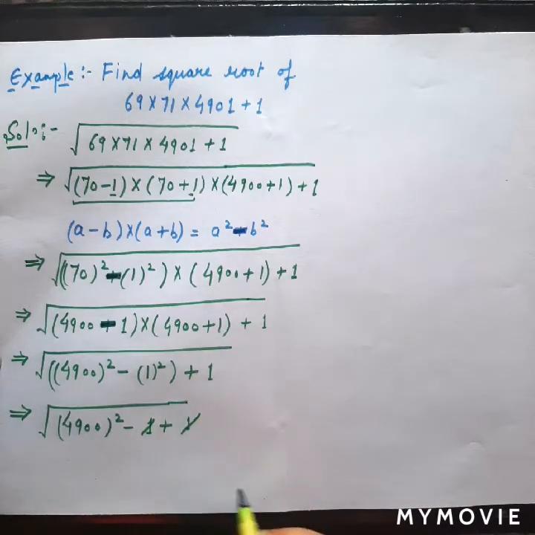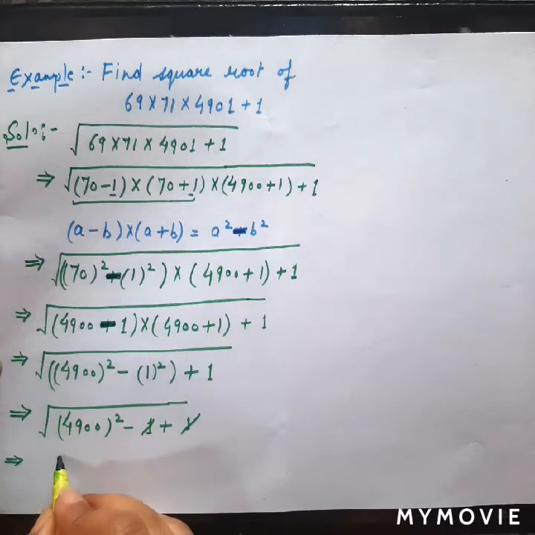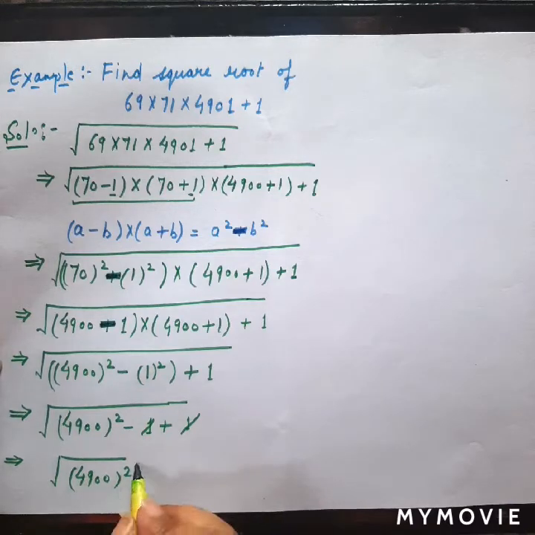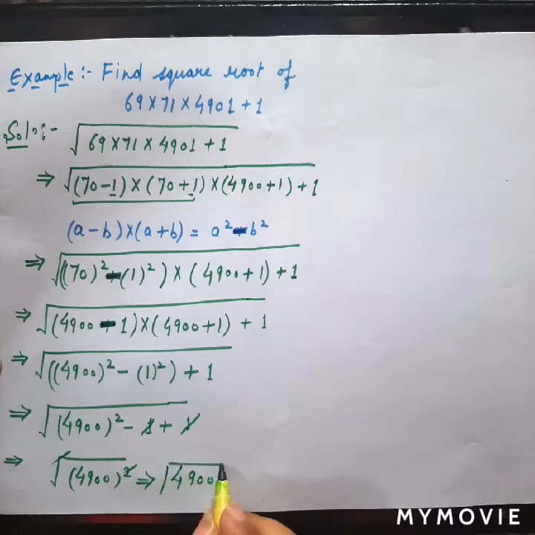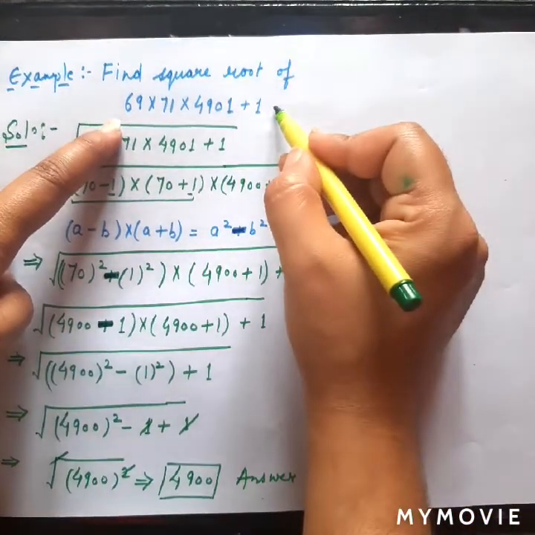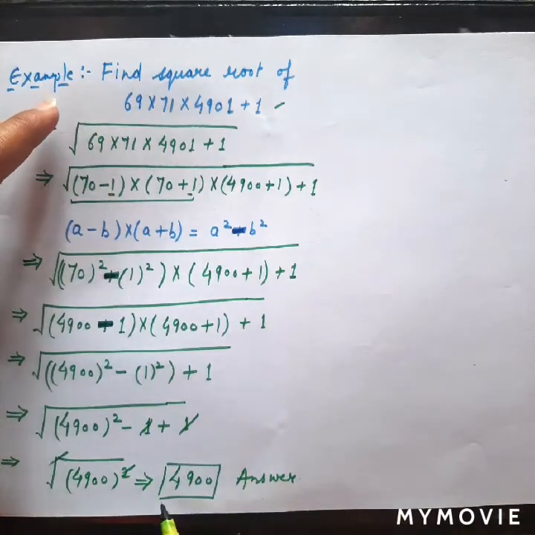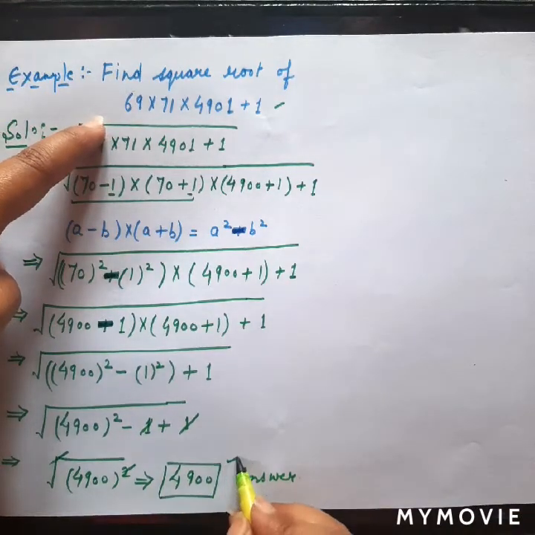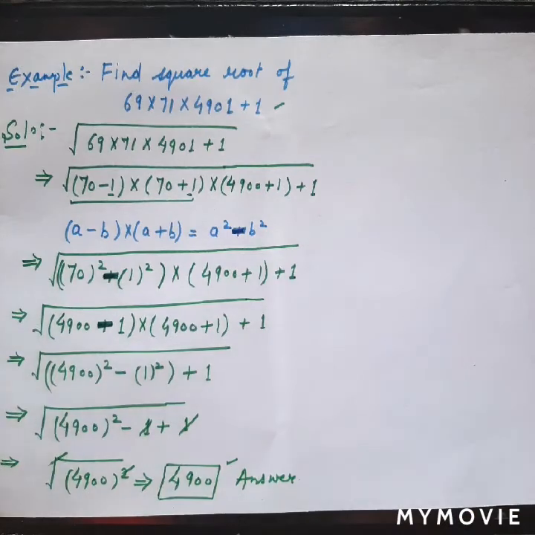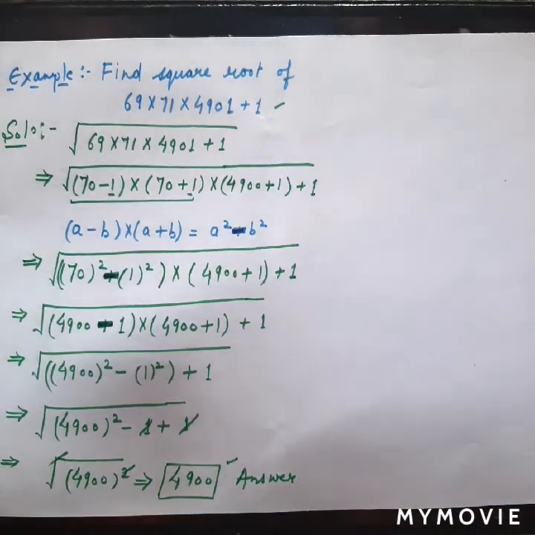This will be cancelled out, right? So we will be left with only 4900 square. This will be cancelled out and we will be left with 4900, and this is the answer of the above expression. In the beginning we had this, and we found the square root of this number, which has given us the value of 4900. Fine. In such ways we can find any other number also, and we can find the square root of those numbers in such ways, right?